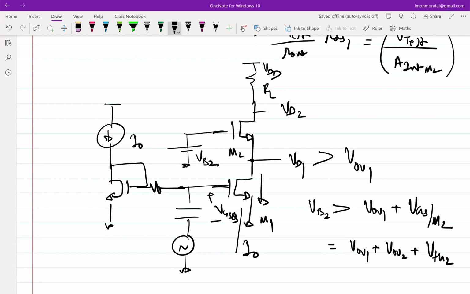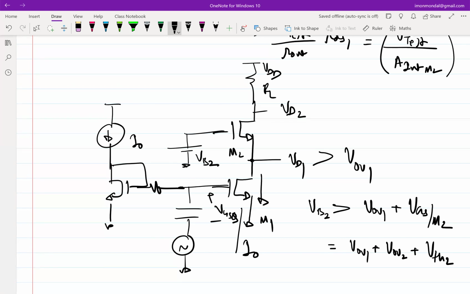Okay, so assuming M2 is in saturation, what happens if I keep on modulating VB2? If I increase VB2, what's going to happen? I'm not modulating it by a large amount. It's small increments of VB2. What is going to change? Is the current going to change?